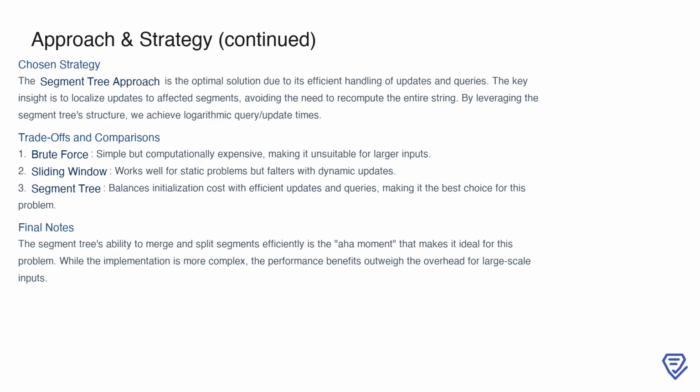It combines efficient initialization with fast query and update times, making it ideal for large-scale inputs. One trade-off is the added complexity in implementation, but the performance benefits far outweigh this overhead. The key insight here is the segment tree's ability to merge and split segments dynamically, enabling efficient handling of both updates and queries. This makes it the most robust and scalable solution for the problem at hand.